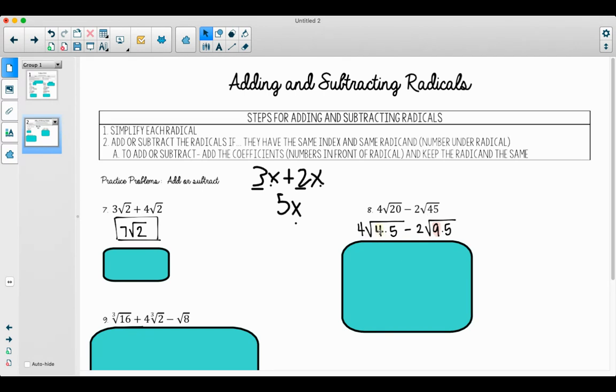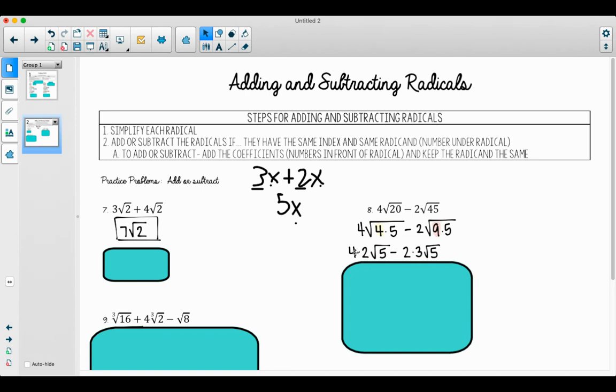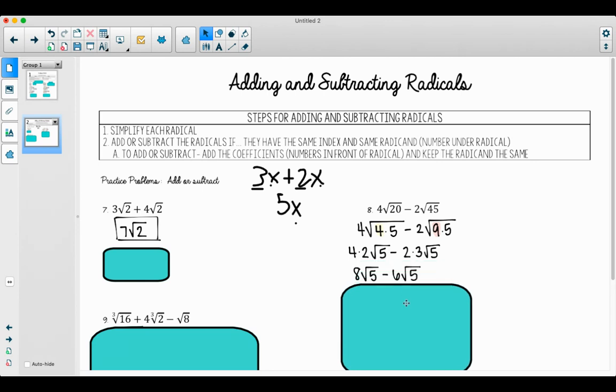I'm going to take the square root of 4, which is 2, and I'm going to multiply it to the number that's already there. So notice how now it's going to be 4 times 2, the square root of 5. And just like that back radical, the square root of 9 is 3, so it becomes 2 times 3 square root of 5. Multiply the numbers outside. Now I'm looking at 8 square root of 5 minus 6 square root of 5.